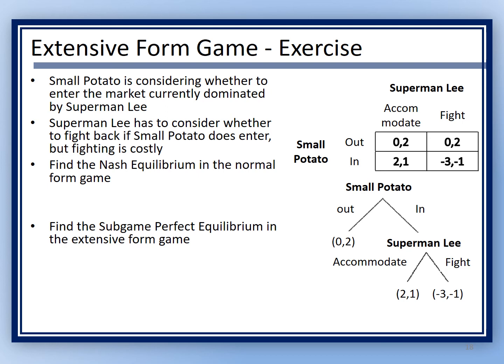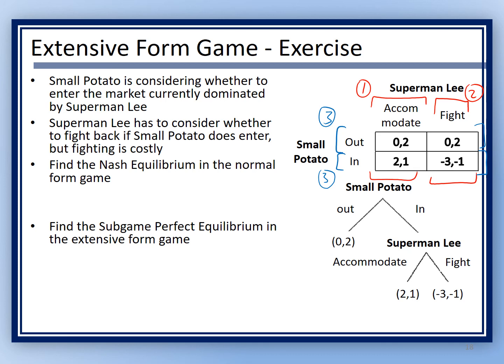So that means you have to consider what Small Potato would do when Superman Lee decides to accommodate, what Small Potato would do if Superman Lee decides to fight, what Superman Lee would do if Small Potato decides to stay out, and what Superman Lee would do if Small Potato decides to enter. Right? So that's a normal form game.